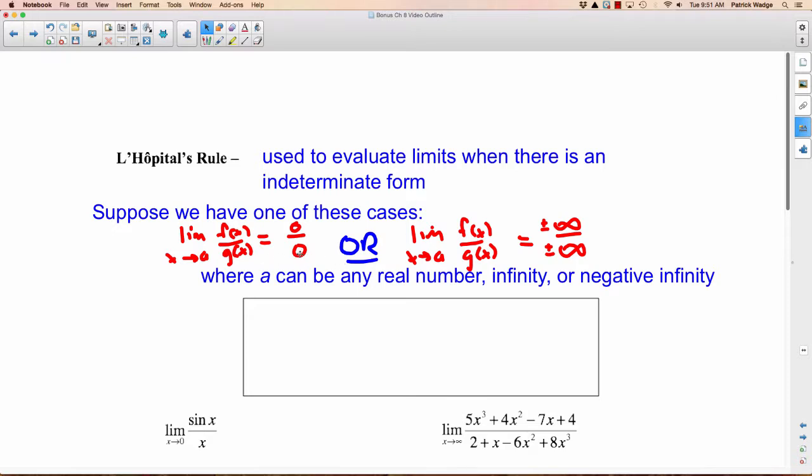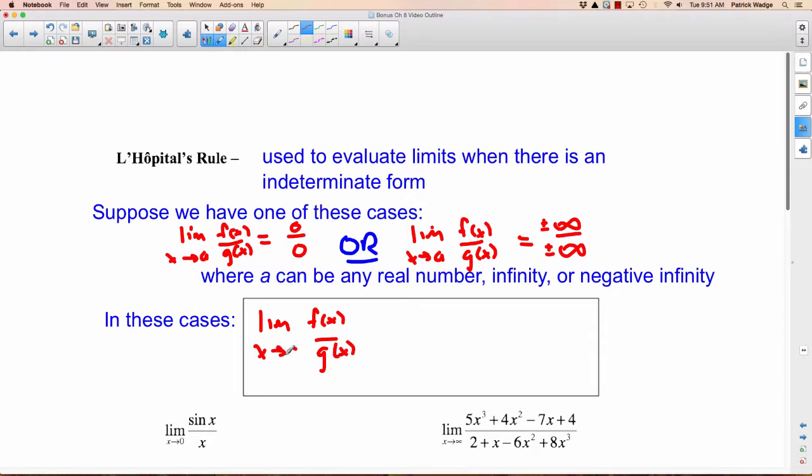In these cases, you're allowed to use L'Hopital's rule. And L'Hopital's rule is as follows. The limit of f of x divided by g of x as x approaches a is equal to the limit of f prime of x over g prime of x as x approaches a.